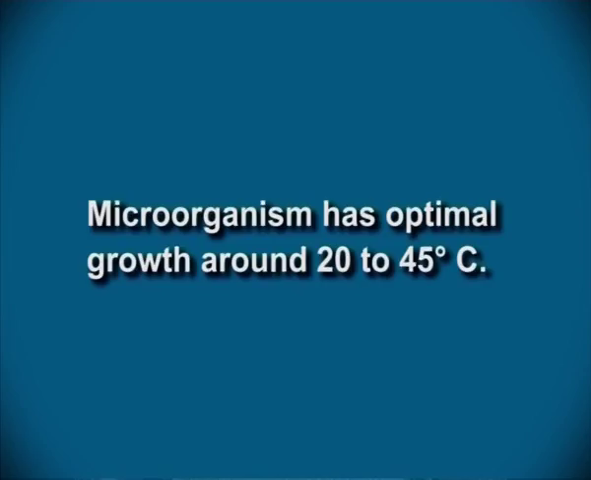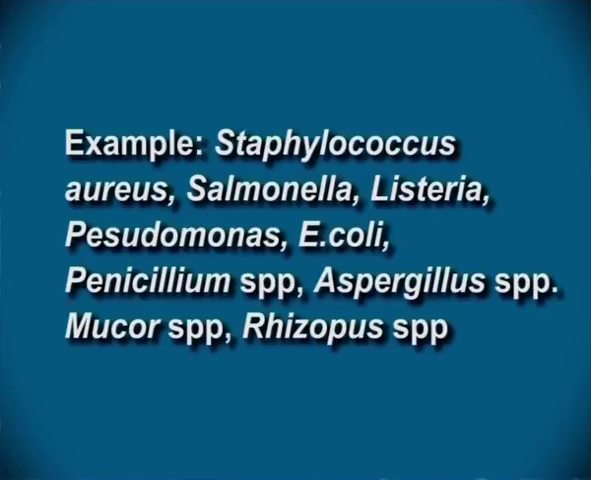Mesophiles. Mesophiles are the microorganisms with optimal growth around 20 to 45 degrees centigrade. Examples: Staphylococcus aureus, Salmonella, Listeria, Pseudomonas, E. coli, Penicillium species, Aspergillus species, Mucor species, Rhizopus species.